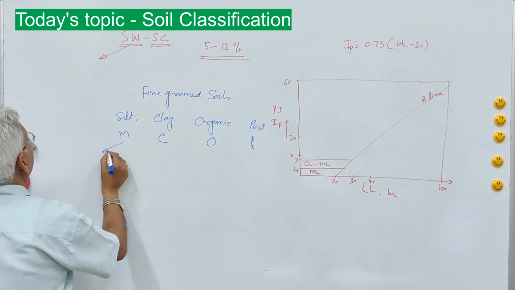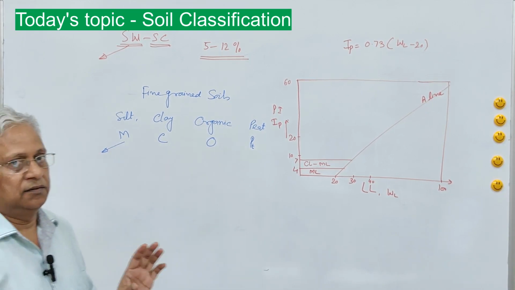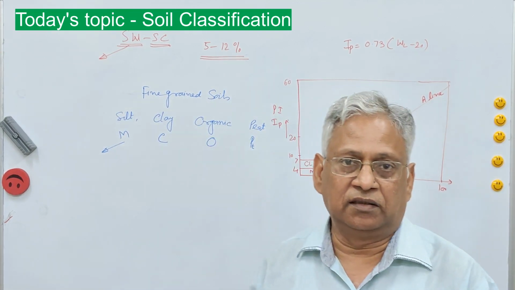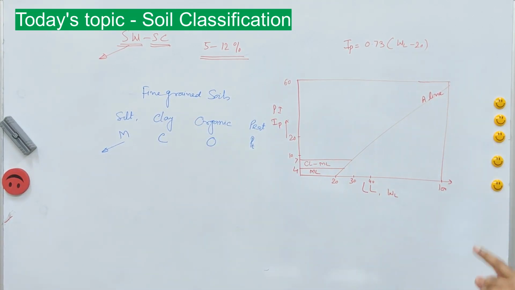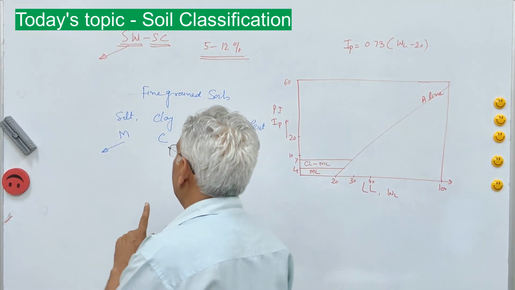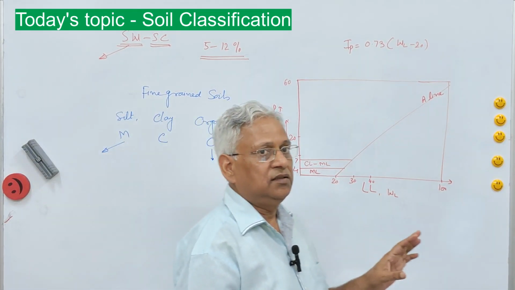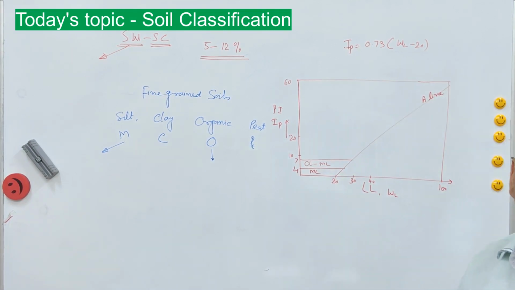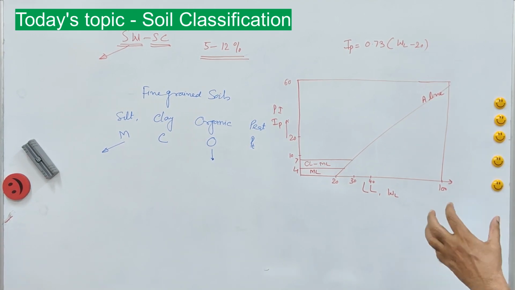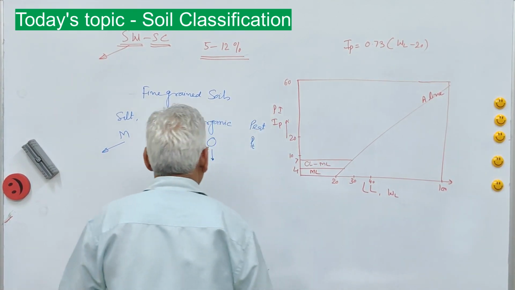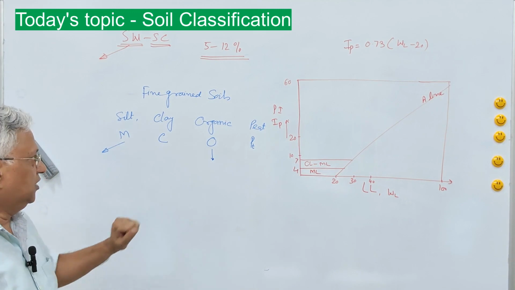The behavior of silt is slightly plastic, and it does not have any strength when it is air dried. Clay can have low to very high plasticity index, and it is very strong when dry. Organic soils, here organic matter is present in various sizes and in different stages of decomposition. Peat, as I told you, is fibrous, having a very dark color with a very high value of plasticity index, and it is very spongy.